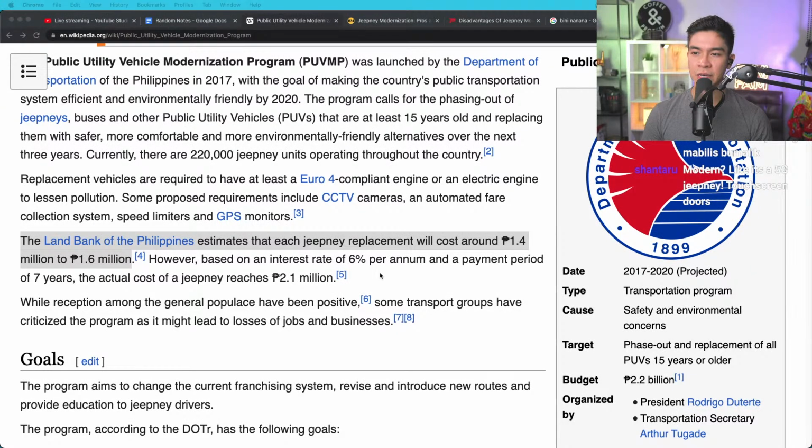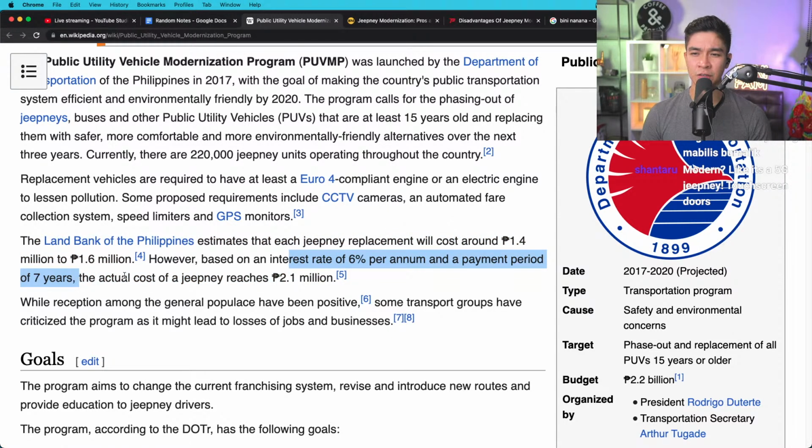Whether or not it's subsidized by the government, whether or not tutulong ang gobyerno para bayaran ito, which by the way, they're barely doing. How do you pay for something that is worth 1.4 million pesos kung ang kinikita mo as a jeepney driver nasa 500 to 600 a day lang? Medyo malabo, di ba? However, based on interest rates, so yes, tutulong daw ang gobyerno, magpapautang sila, 6% per annum, and the payment period of 7 years, lalabas, imbis na 1.4 to 1.6 million ng isang jeepney, lalabas 2.1.